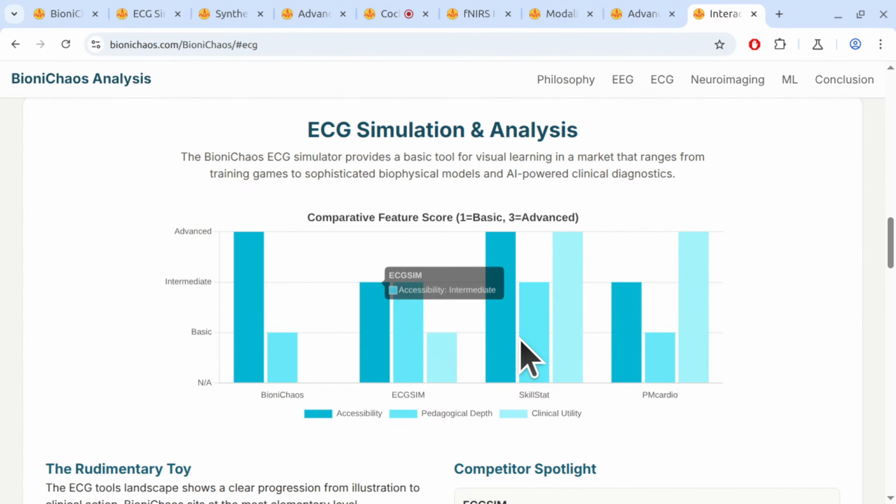Okay, how about the ECG comparison? Can you just give me all the details at once? For the ECG comparison, Bionic Chaos has advanced accessibility, basic pedagogical depth, and basic clinical utility. ECG SIM has intermediate accessibility, intermediate pedagogical depth, and basic clinical utility. SkillStat has advanced accessibility, intermediate pedagogical depth, and advanced clinical utility. PM Cardio has intermediate accessibility, basic pedagogical depth, and advanced clinical utility.